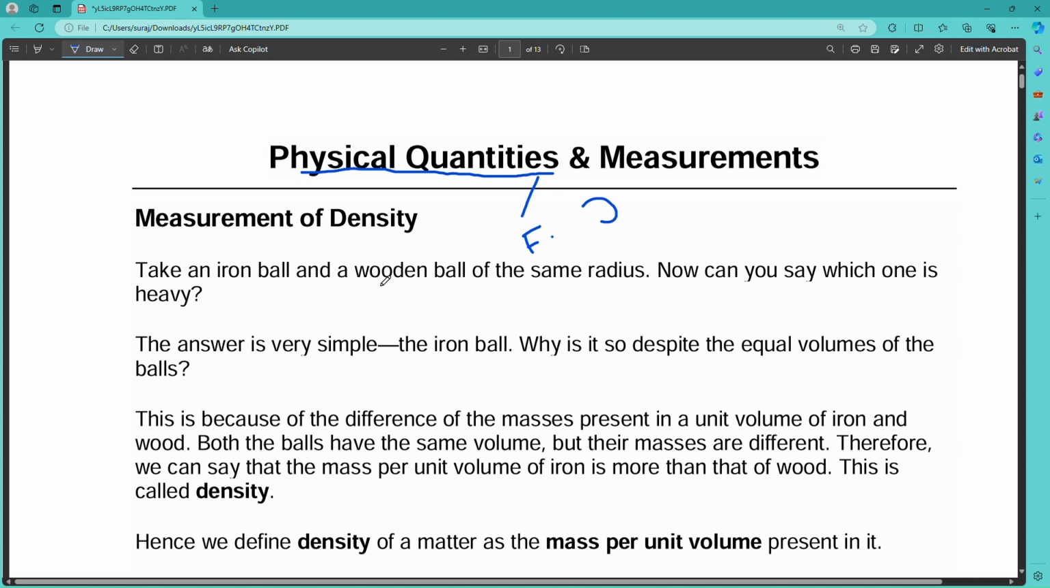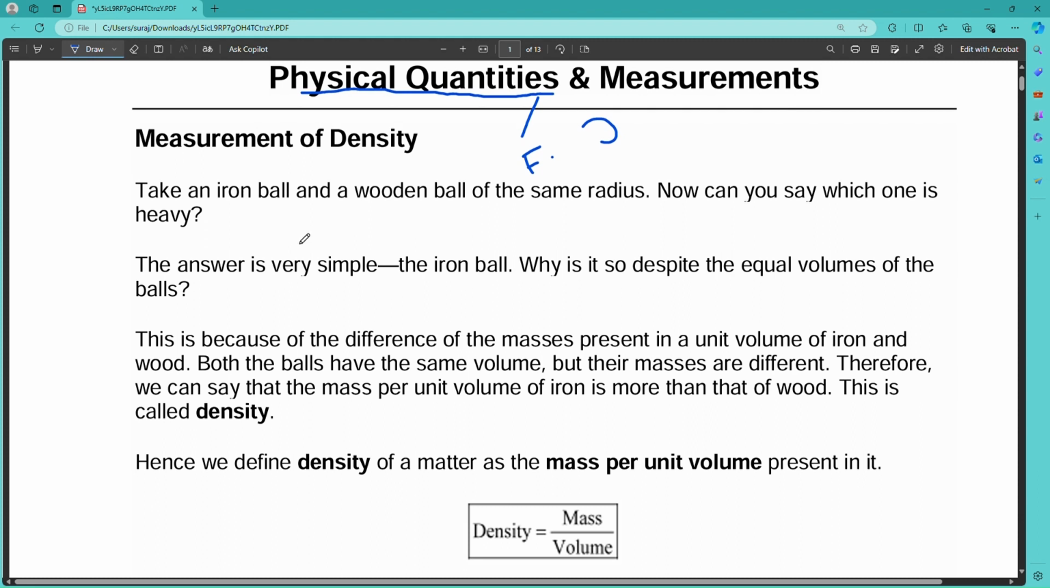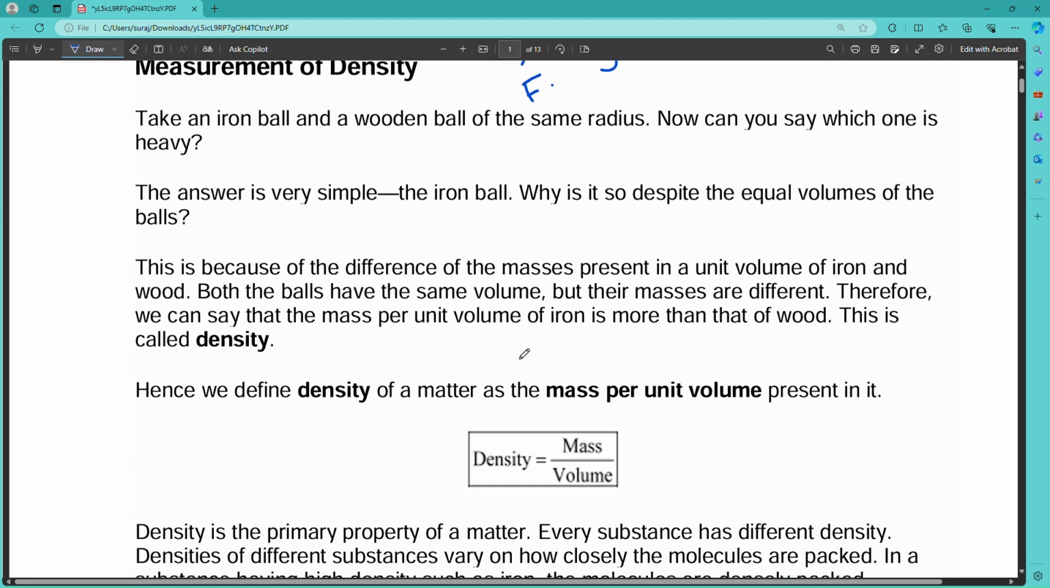First we have a question: take an iron ball and a wooden ball of the same radius. Now you can say which one is heavier. Take a pause and answer that. I think you all have the answer: the iron ball is heavier, because the volumes of the two objects are the same, but the mass per unit volume of iron is more as compared to the mass per unit volume of the wooden ball. That's why it is heavier.